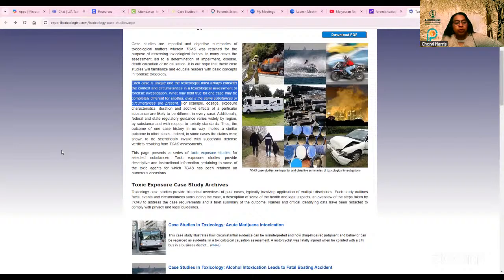What holds true for one may not hold true for another. How a substance behaves in one person's body may not always be the same for someone else. Then they go on to talk about the dose, the exposure, the duration, the additives. All of these things play a part in the results of a toxicology case study. In fact, that is a wonderful quiz question.